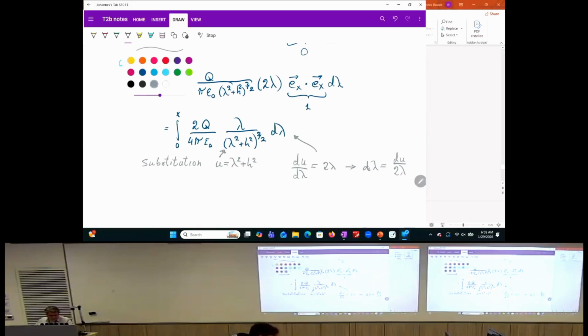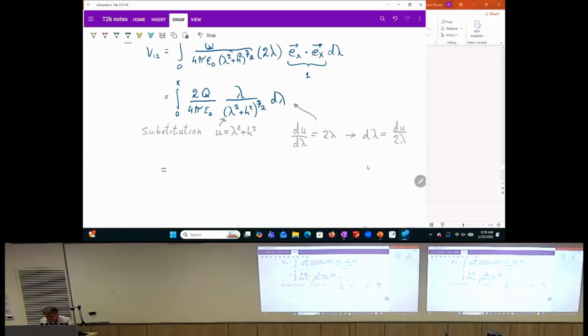So let's insert that and see whether that becomes any nicer. Let's pull out the things that are not dependent on the integration variable. So we have here 2 over 4, that's a half. The q is also not dependent, there's a half here. We have the pi epsilon naught.